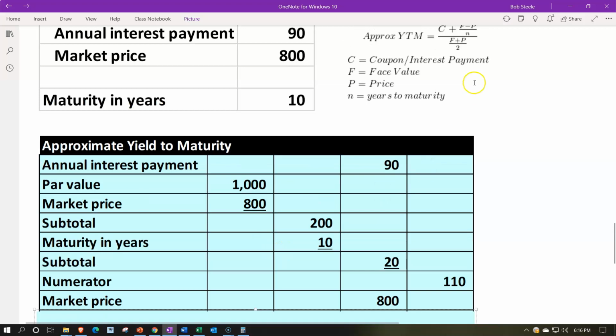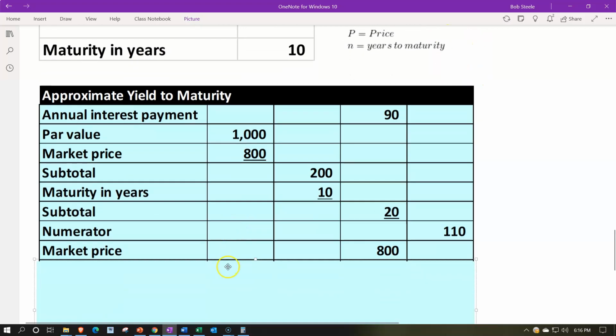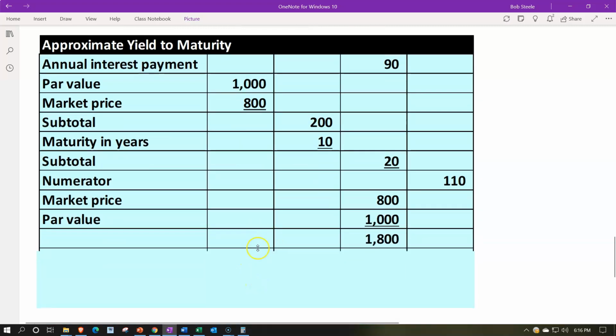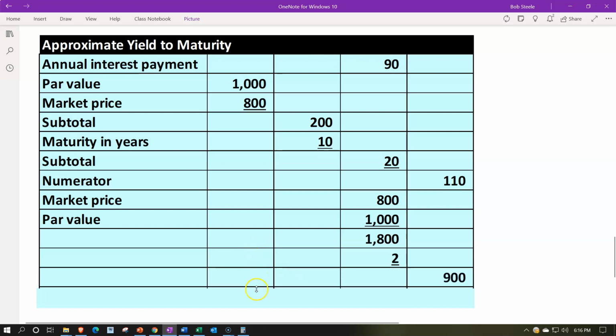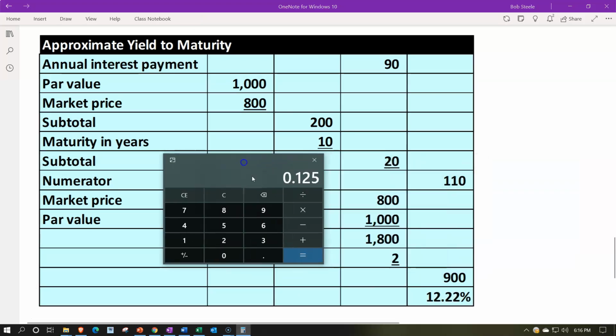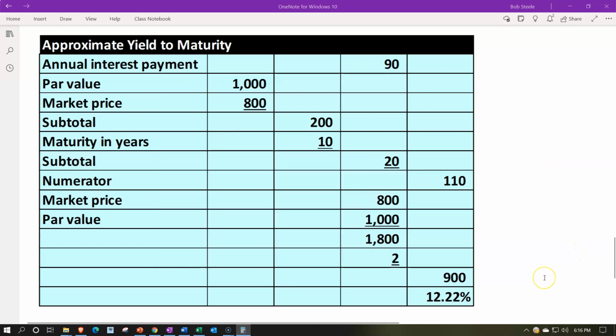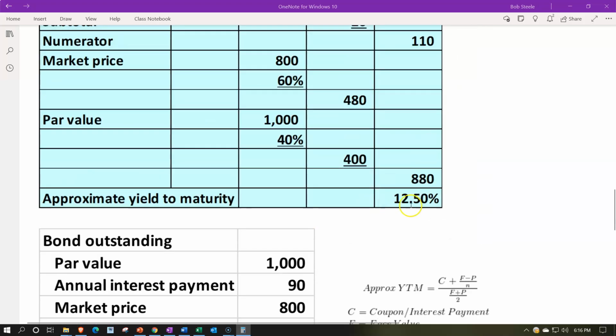Then the denominator, we're just going to do the way they gave it to us here. That's going to be the market price plus the par value. That'll give us the 1,800, and then we'll simply divide it by 2. That will give us the denominator of 900. So 1,800 divided by 2, 900. And then we're at the 110 divided by the 900. And that's about 12.22% if we move the decimal 2 places over. So that's the 12.22 approximate yield to maturity that you might see, versus the 12.5.